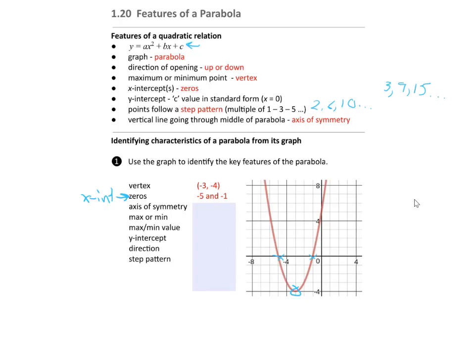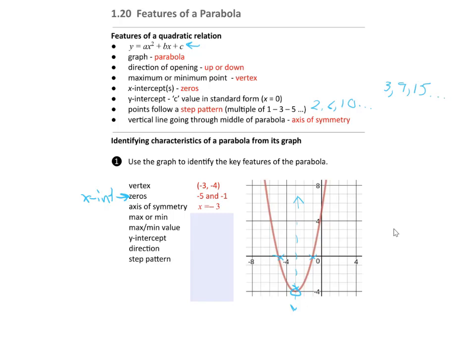Axis of symmetry. Remember, that's a vertical line going through our vertex here. So it should be x equals our x value of our vertex. So it should be x equals -3, and there it is right there, x equals -3.